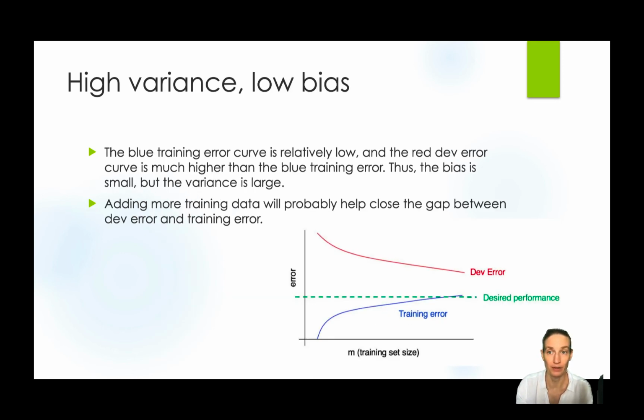Here's an example of a low bias, high variance model. In this case, the model is overfitting. It performs better than expected on the training set, but not on the dev set. So the training error is relatively low, but the dev error curve is much higher than the training error. So the bias is small, but the variance is large. So it's overfitting and not underfitting at all.